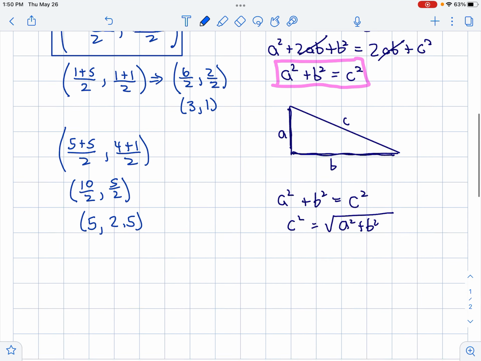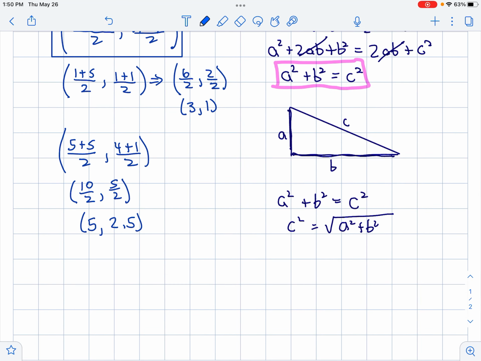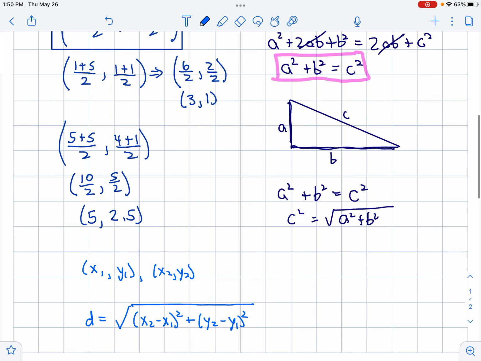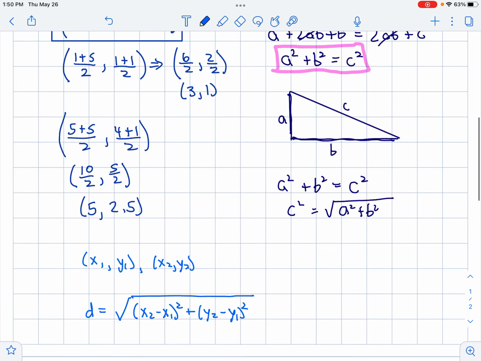So here's the distance formula. If you want to know the distance between 2 points, let's say you've got x1 and y1, sorry, and you've got x2 and y2. Let's suppose you want to get the distance between those 2 points. Well, distance equals the square root of the difference of the x's squared plus the difference of the y's squared. And that's going to be your distance right there. That's all there is to it.